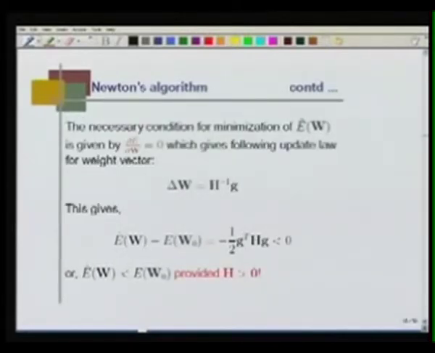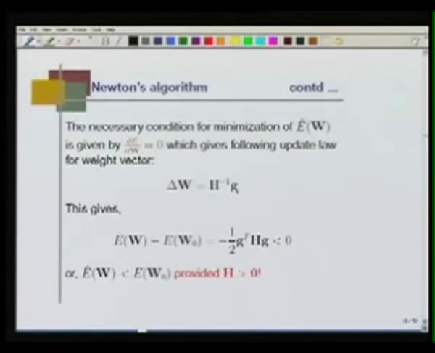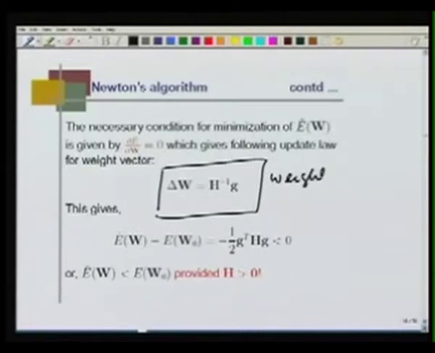The necessary condition for minimization of E hat (W), which is the second order approximation of the actual cost function, is given by del E hat upon del W equal to 0, which gives the following update law for the weight vector: delta W is minus H inverse G. If I differentiate this, the constant term goes away, and I get delta W as H inverse G. This is my weight update law using Newton's algorithm.